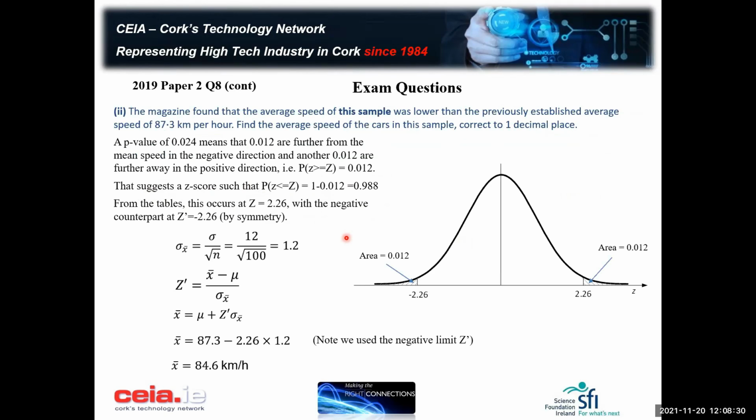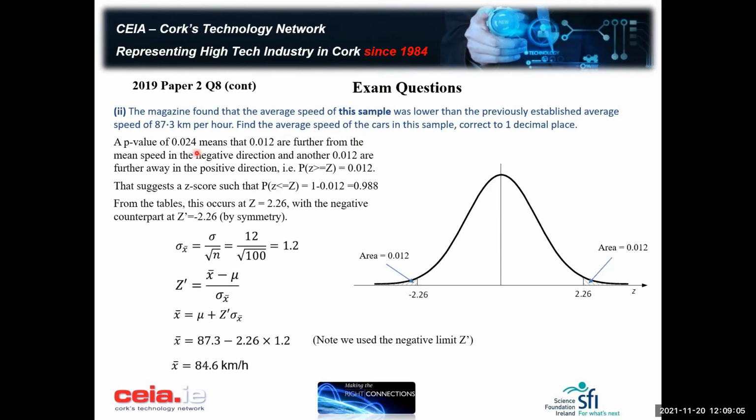Now continue on with that same sample of 100. And they tell you that the average speed was lower. They don't tell you how much lower, but they say it's lower. But they ask you to find what that average speed was. So you're looking for an average speed that's lower than the previous average that would produce a p-value of 0.024.